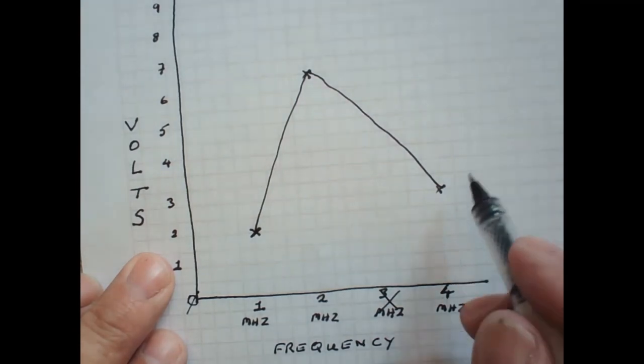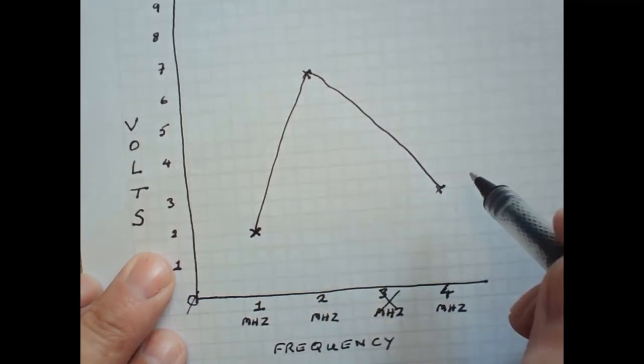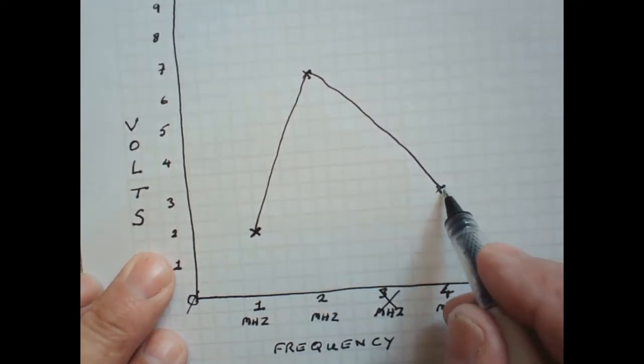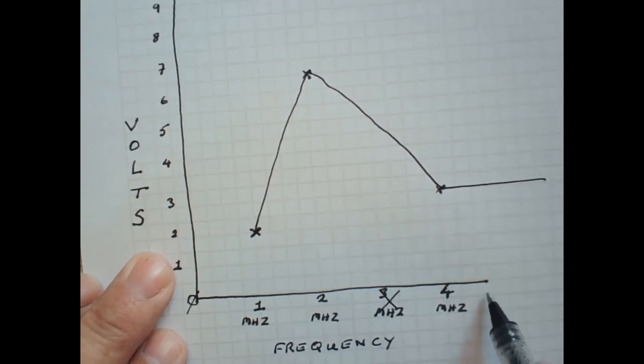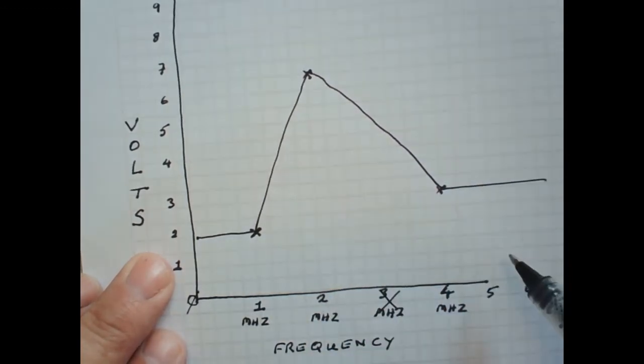In fact, even from its lowest point, a good 3.5 volts more came through. So frequencies of more than 4 megahertz, here's 5 megahertz and here's 6 megahertz, etc., they don't make it. They're not allowed through. And frequencies of less than 1 megahertz won't make it either.